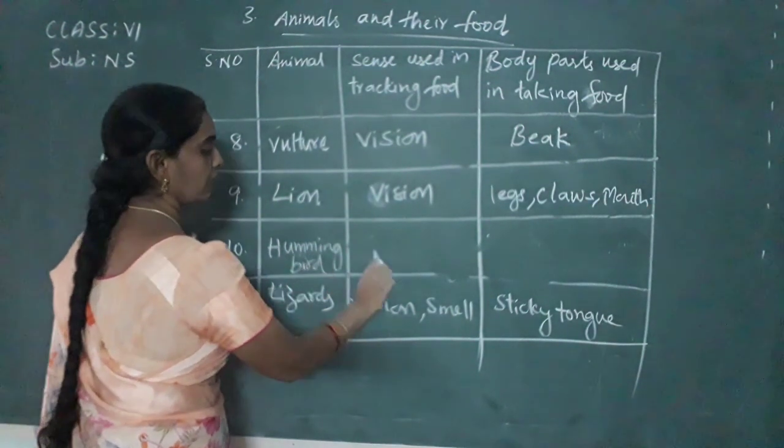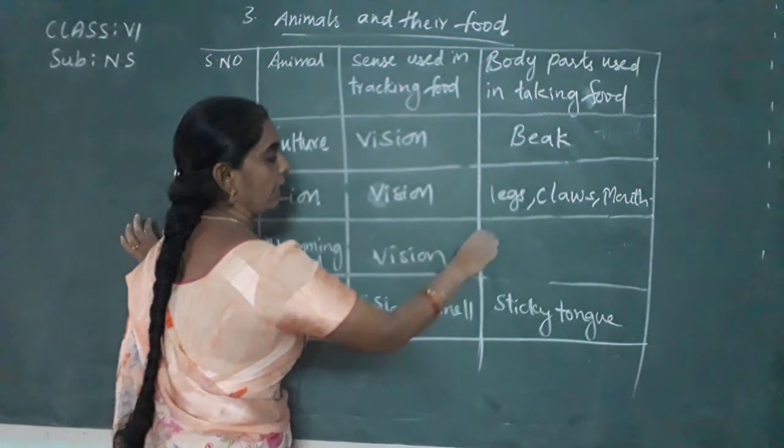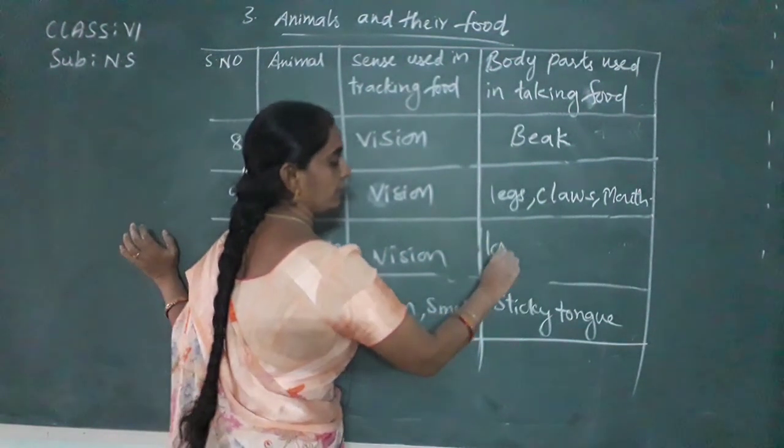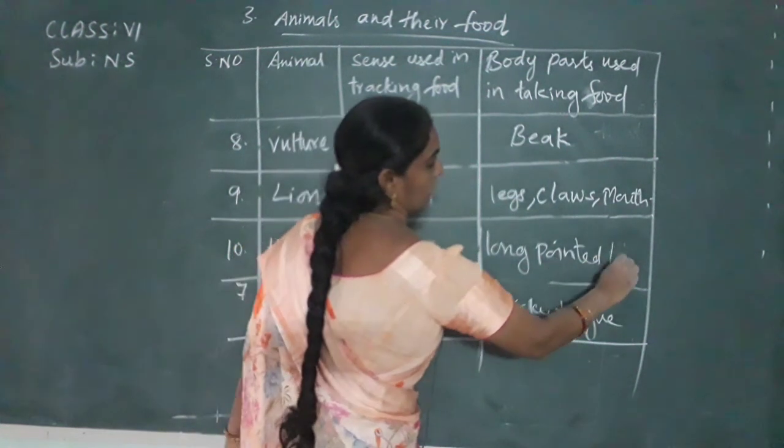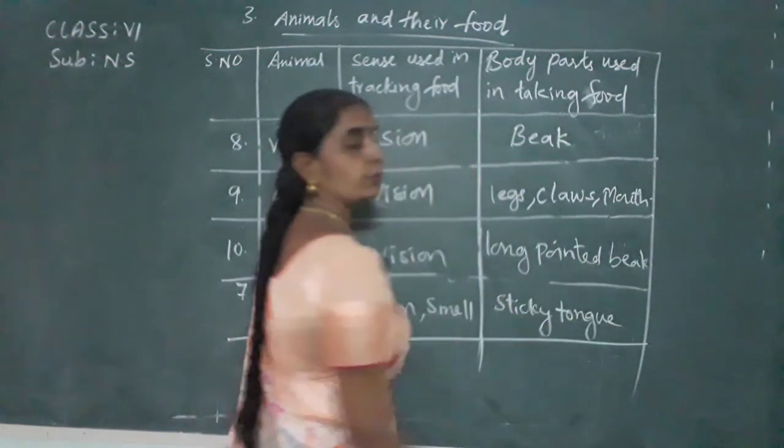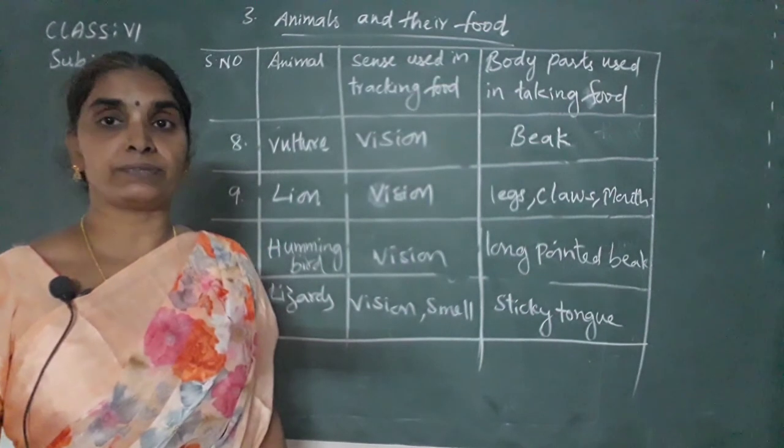Its vision is highly developed and it takes the food with its long pointed beak. What is the food of hummingbird? The food of hummingbird is nectar from flowers.